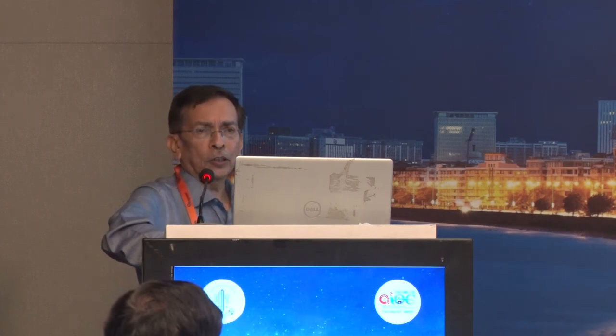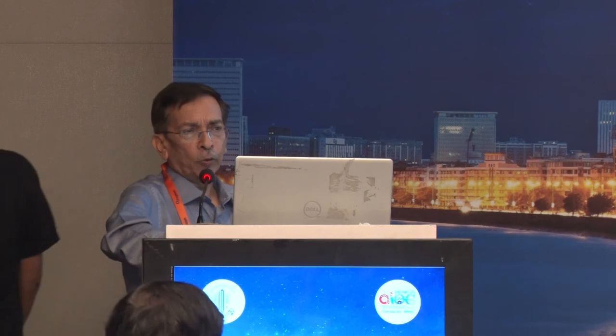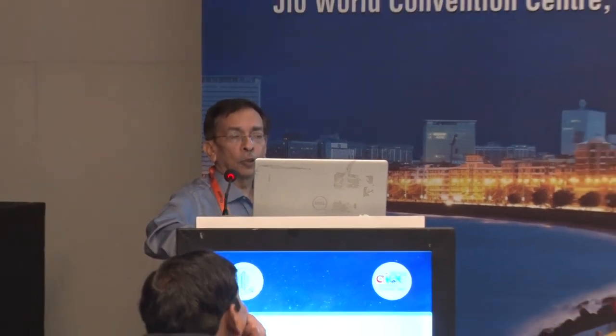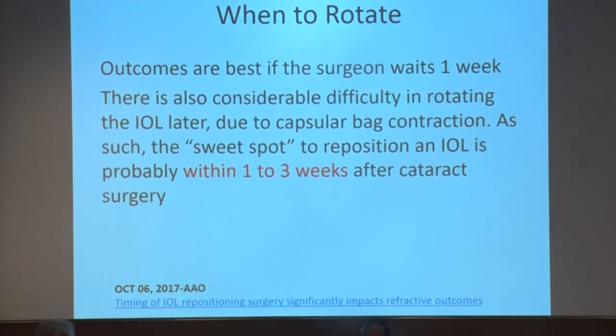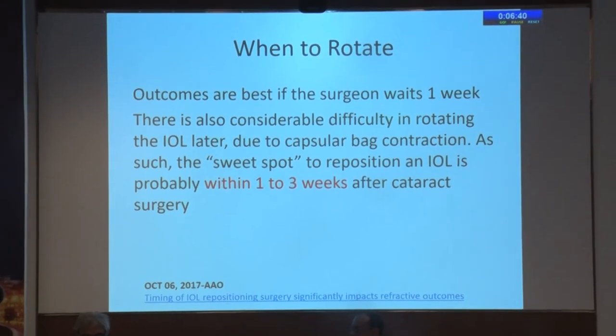Now, when to rotate? Outcomes are best if the surgeon waits for a week. Because on the first or second day, there is slight corneal edema and wound edema, so the astigmatism calculation may not be accurate. Around 1 week, the wound edema and everything has settled. After that, there is a chance of fibrosis and rotation might be difficult. So it is best between 1 to 2 weeks. I prefer to do it in the first week.